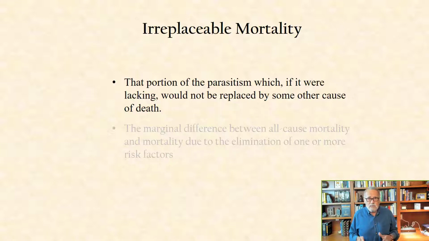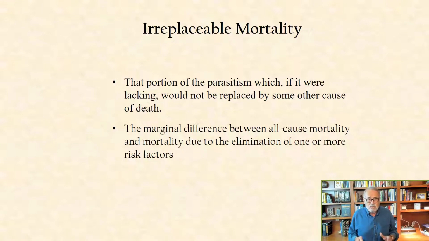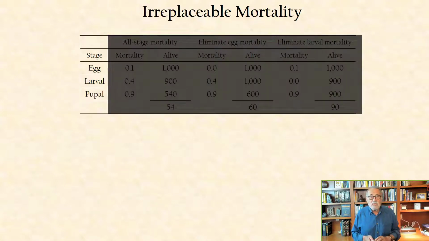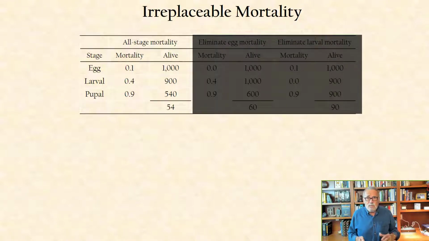Here I define irreplaceable mortality with reference to the competing risk and multiple decrement life table concepts I introduced in Chapter 8 as the marginal difference between all-cause mortality and mortality due to the elimination of one or more risk factors. In a hypothetical example, consider mortality and survival through the three stages of egg, larvae, and pupae. All stage mortality is 0.1, 0.4, and 0.9 for these respective stages, yielding a survivorship of 1,000 as a radix, and then 900, 540, and 54 individuals reaching adulthood.